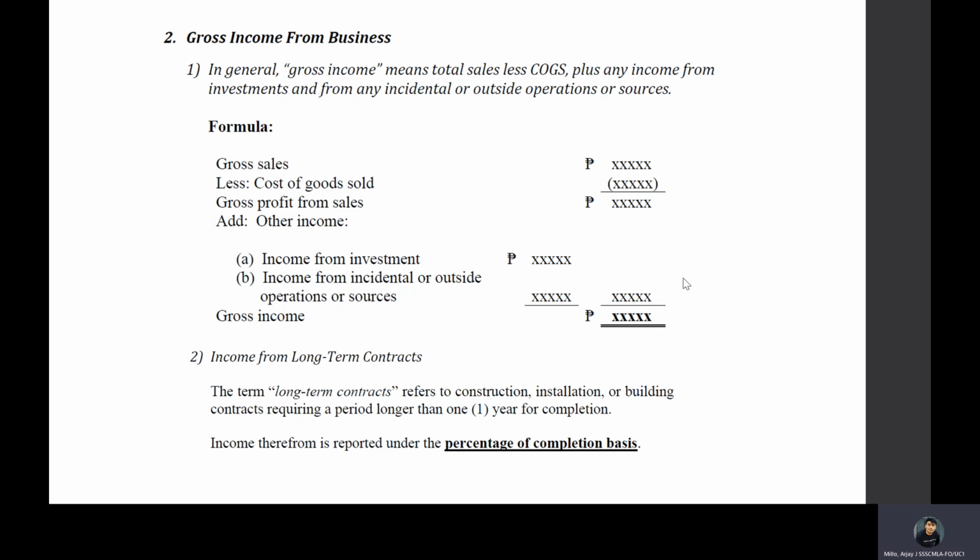Meron din tayong income from long-term contracts. So yung long-term contracts, maka-encounter nyo siya sa Advanced Financial Accounting and Reporting. So dito yung papasok yung mga construction contracts na it will take time before matapos or may more than 1 year yung completion. So ang basis natin in determining what is gross income for purposes of income tax is the percentage of completion basis. So if ilang percent na yung na-complete, then magkano yung gross selling price, yun yung ibibase natin. So yun yung mako-consider na gross income na for purposes of income tax return.